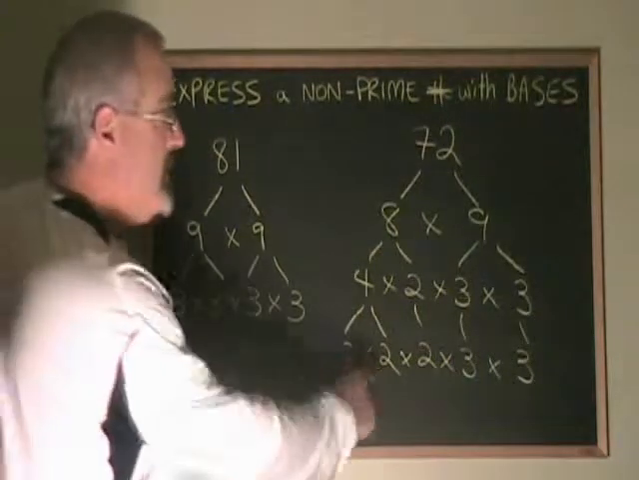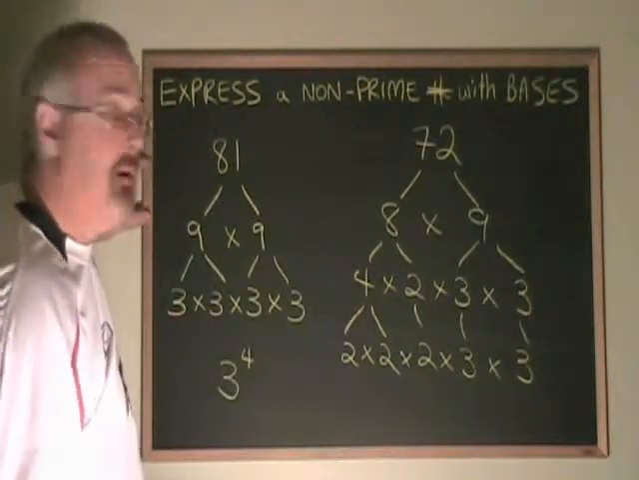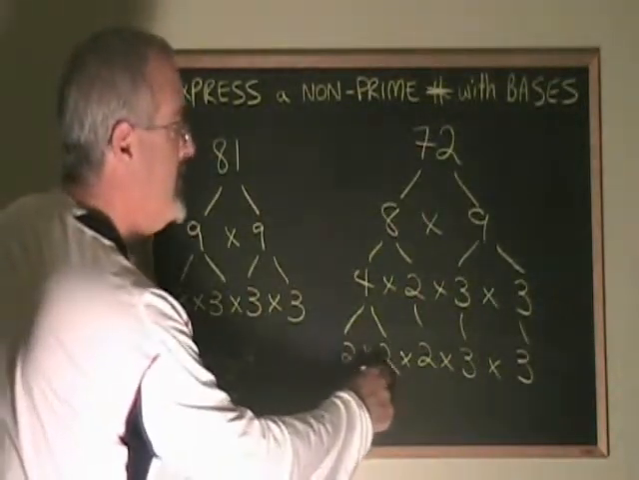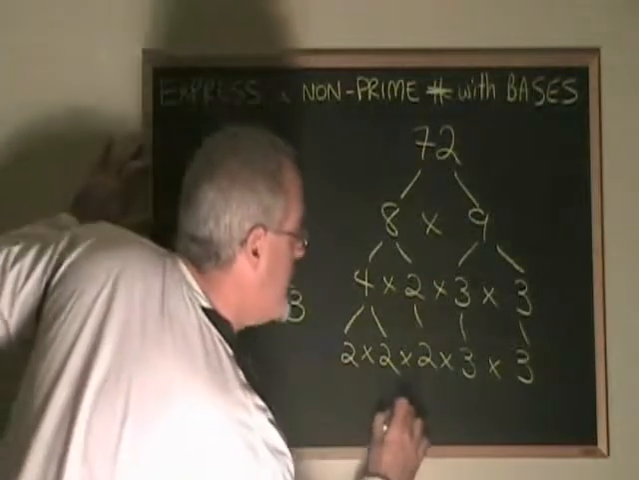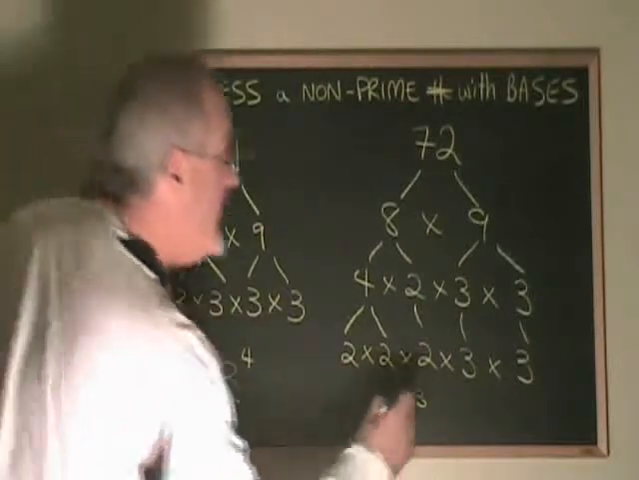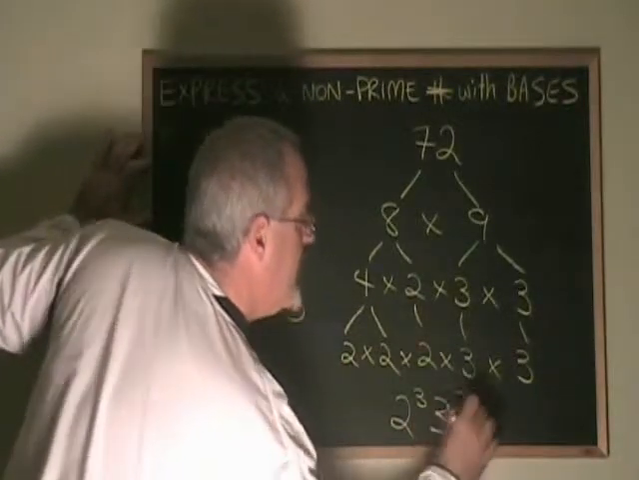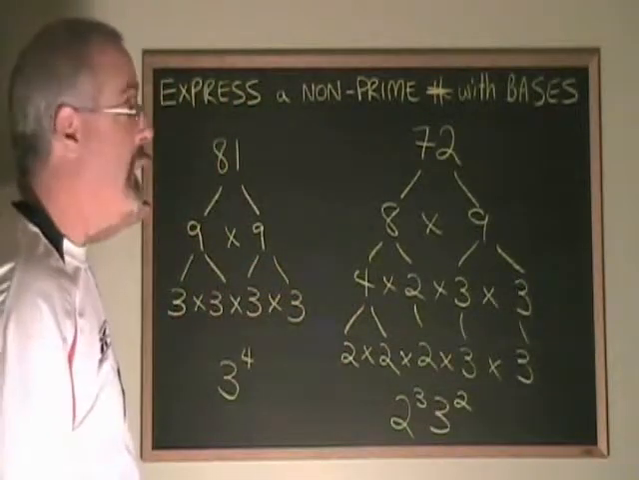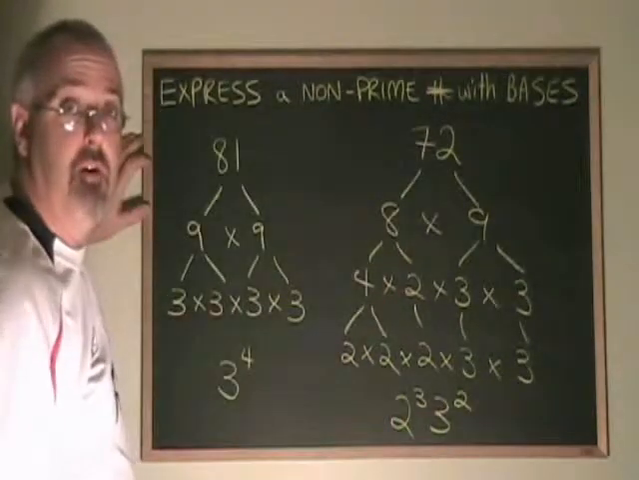This time we have a mixture of 2's and 3's, but this is no problem. We can express this as 2 times 2 times 2. There are 3 of them, so we have 2 cubed. And 3 times 3, there are 2 of those, we have 3 squared. 2 cubed, 3 squared is a valid way of expressing the number 72.